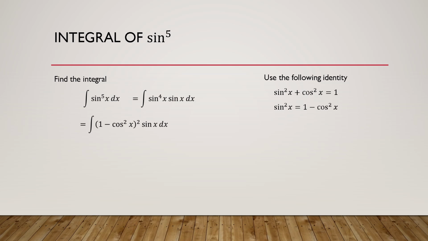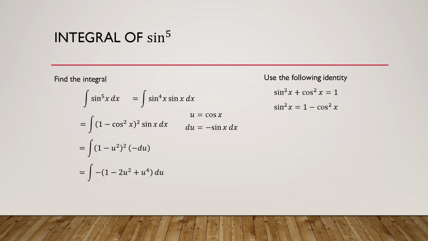Next, we let u equal cosine x and du equal negative sine x dx. When we substitute, we get the integral of the quantity 1 minus u squared, squared, times negative du. We move the negative to the front and FOIL the binomial squared to get the integral of negative the quantity of 1 minus 2u squared plus u to the 4th du.